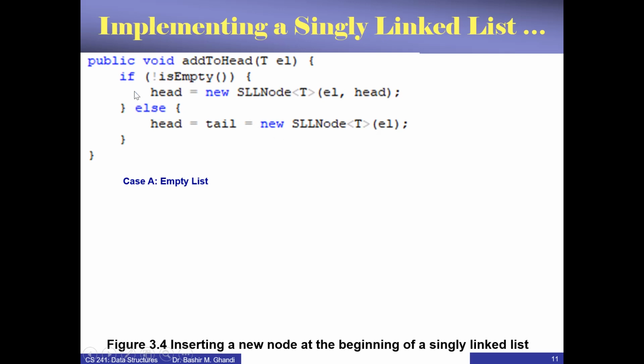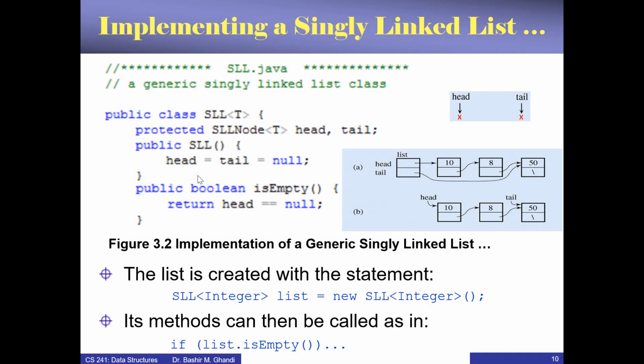So let's start with the easier one. Suppose the list is empty. Obviously, if the list is empty, not isEmpty will be false, because isEmpty will be true. So we say if not isEmpty, do this, else do that. In the case of empty, this is what we have presently. If the list is empty, this is what we have.